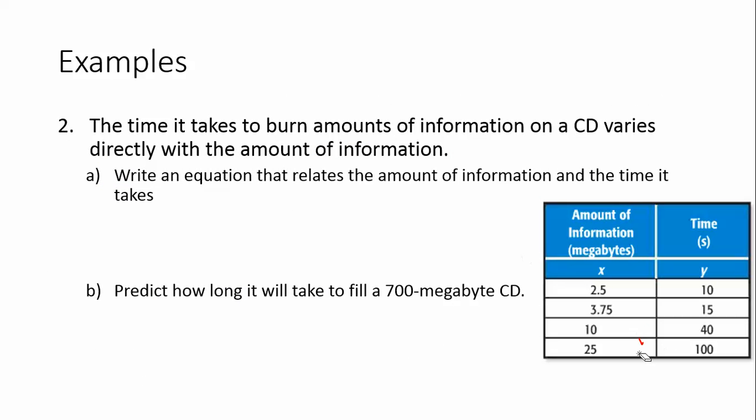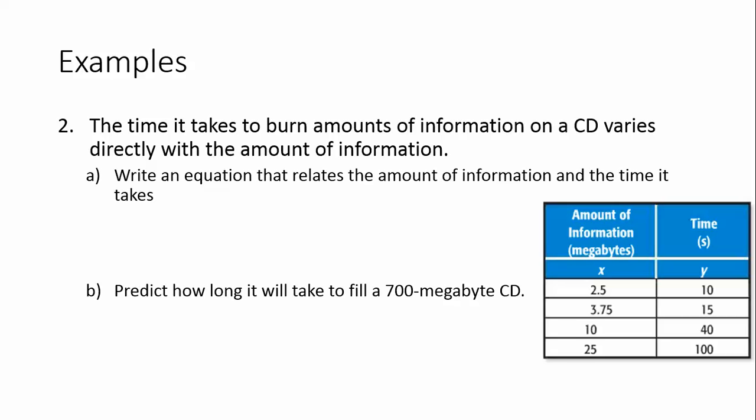So here in example 2 we have the time it takes to burn amounts of information on a CD varies directly with the amount of information. You can see from the table we have the amount of information it's trying to burn onto a CD, 2.5 megabytes, 3.75, 10, and 25 megabytes, and then how long in seconds that takes. We're told that it varies directly, and we want to write an equation that relates the amount of information with the time it takes.